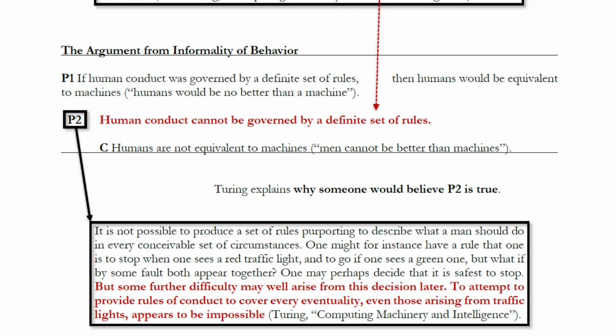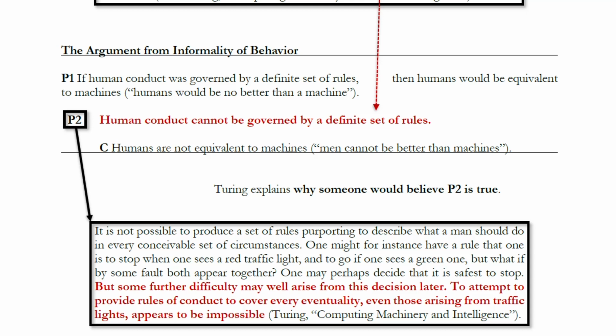Now, why would someone believe that this premise is true? Turing provides the following explanation. He tells us that it is not possible to produce a set of rules purporting to describe what a man should do in every conceivable set of circumstances. One might, for instance, have a rule that one is to stop when one sees a red traffic light and to go if one sees a green one. But what if by some fault both appear together? One may perhaps decide that it is safest to stop, but some further difficulty may well arise from this decision later.